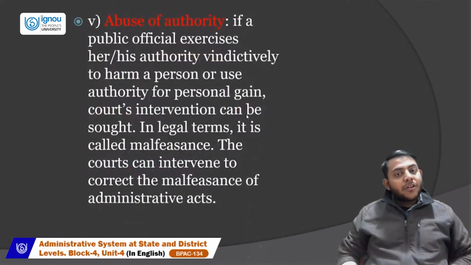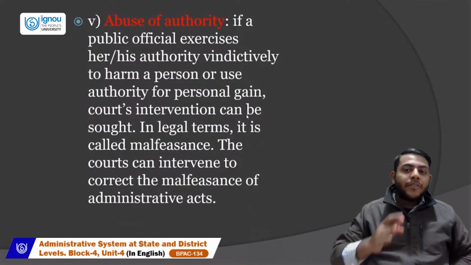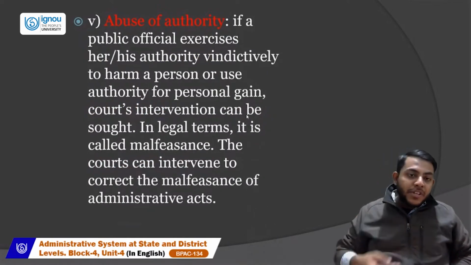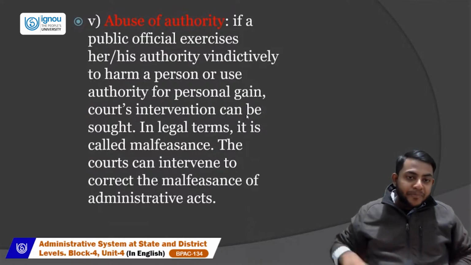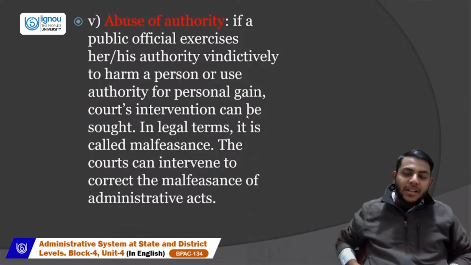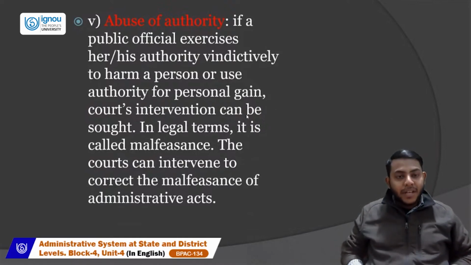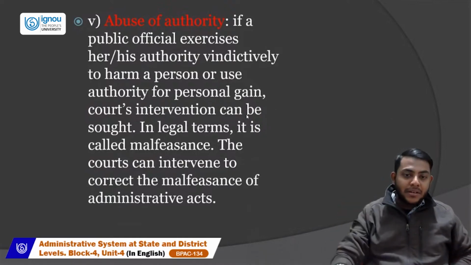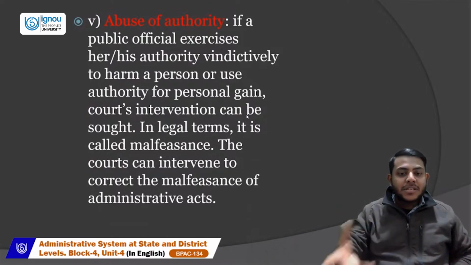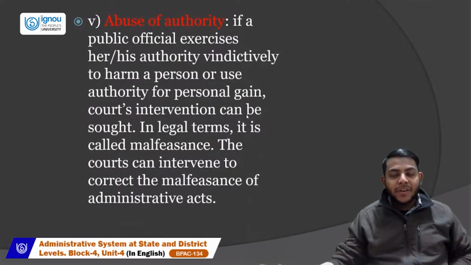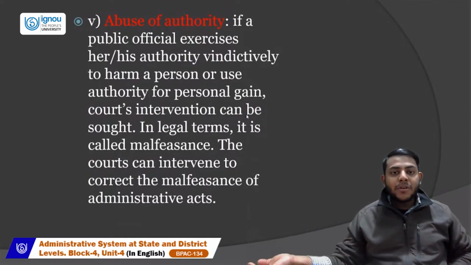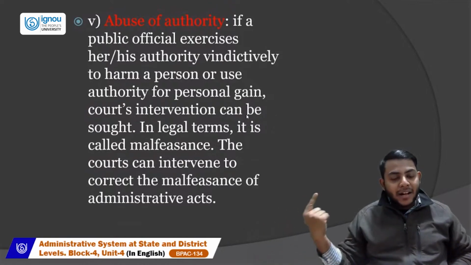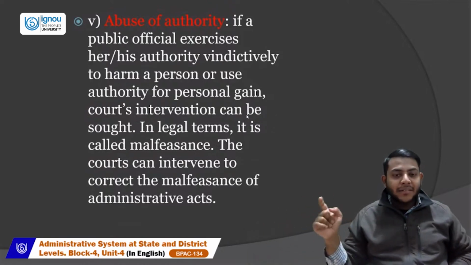And the judiciary can also intervene in case of abuse of authority. So, if a public official exercises her authority vindictively in order to harm a person, or if a public official uses the authority that has been given to her for personal gains, then the person who is affected by such abuse of authority can seek legal intervention, can seek intervention of the judiciary.